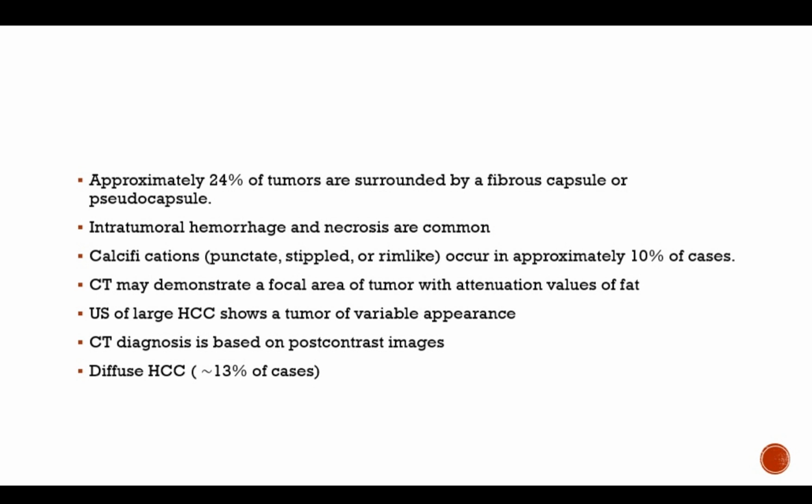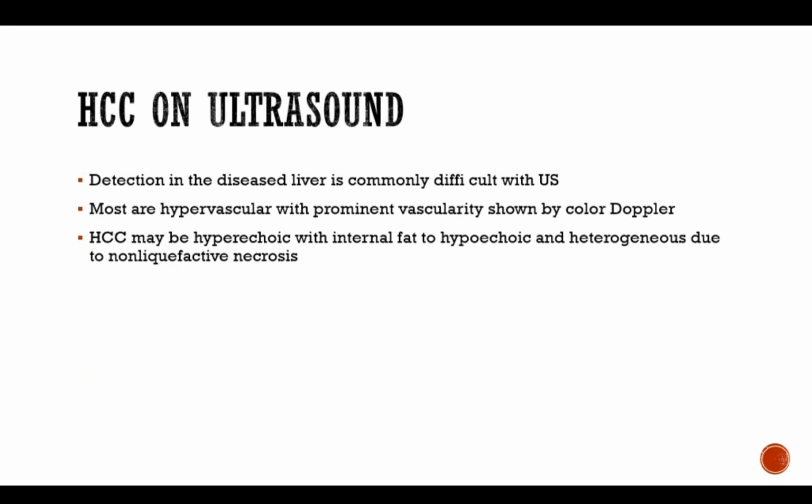Okay. Thank you. It also has some other features as well. As I said, they are surrounded by a fibrous capsule or pseudocapsule in 24% of cases. And since they are carcinoma, they may show hemorrhage and necrosis. Also, they may have calcification, and they may show focal fat infiltration. Next slide. Now on ultrasound, diagnosing them is difficult. However, they show prominent vascularity on color Doppler.